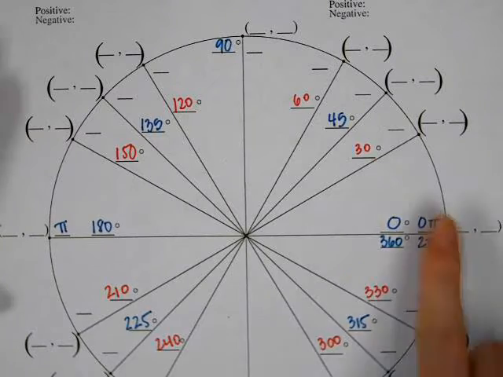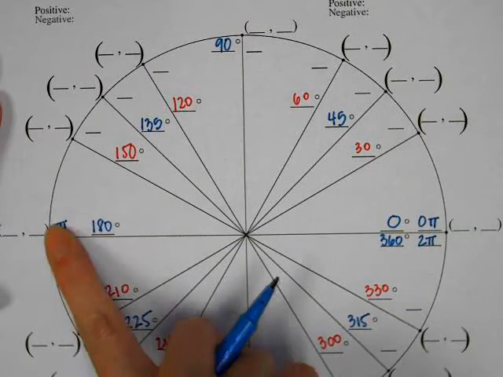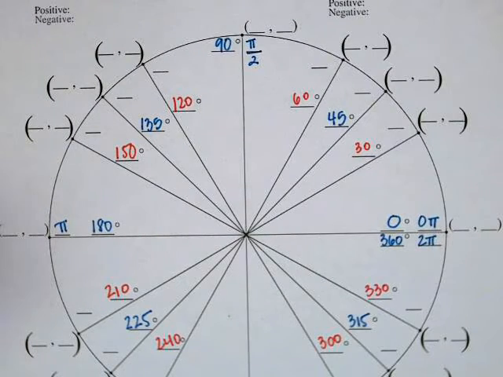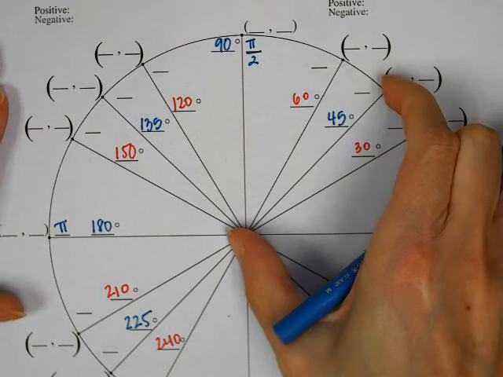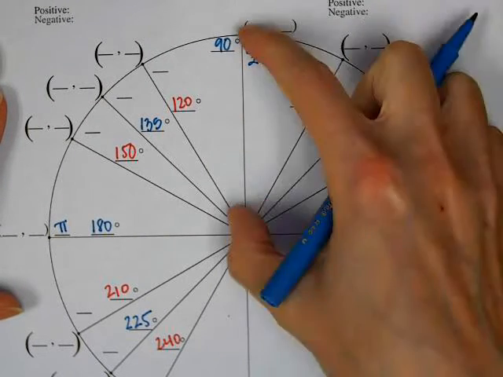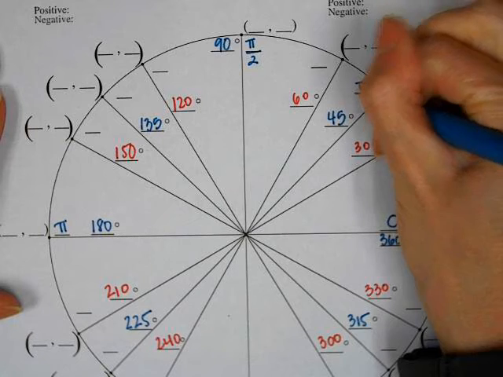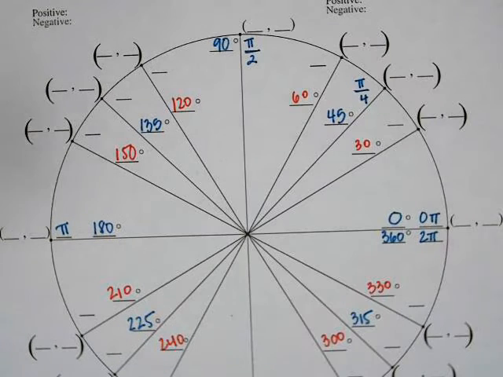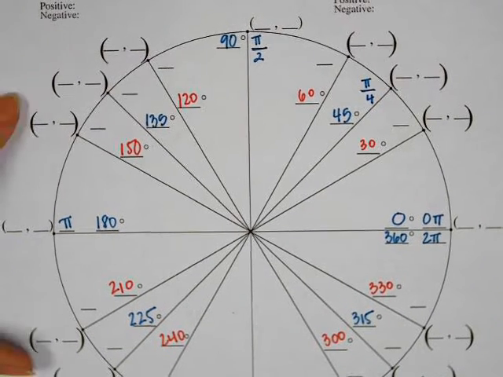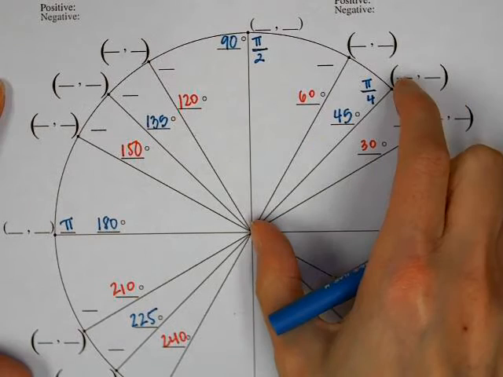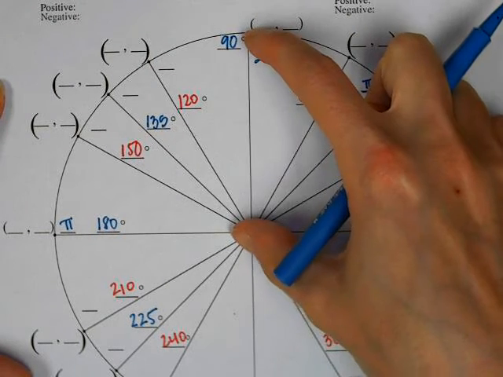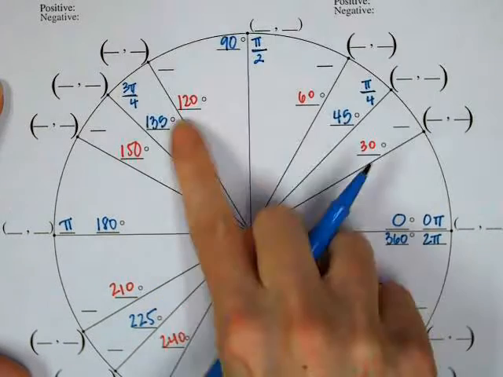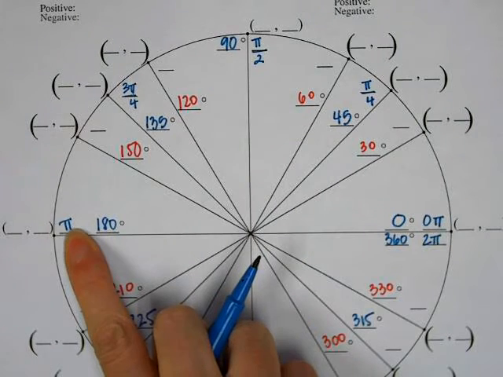Maybe a better way to do this is, what's 90? 90 is just halfway, so that would be pi over 2. And then half of that would be the 45, so half of pi over 2 would be pi over 4. That means that every 45 is another pi over 4. And now we're just going to count by pi over 4s. 1 pi over 4, 2 pi over 4. This one would be 3 pi over 4. And this one would be 4 pi over 4, which is just pi.